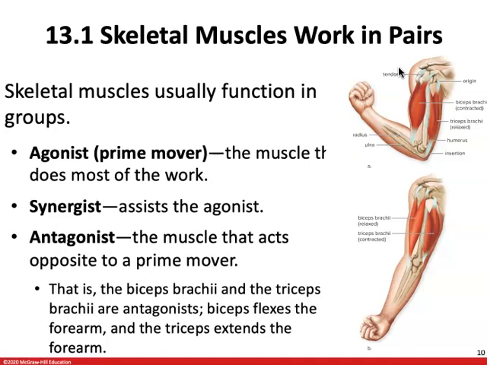So an example of this would be our biceps and our triceps. When the bicep contracts, when the bicep shortens, the tricep relaxes and lengthens. When the tricep contracts, the bicep relaxes and lengthens.